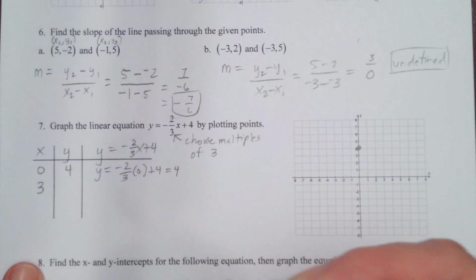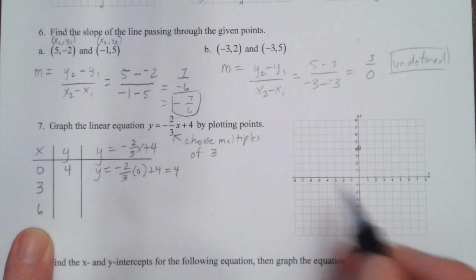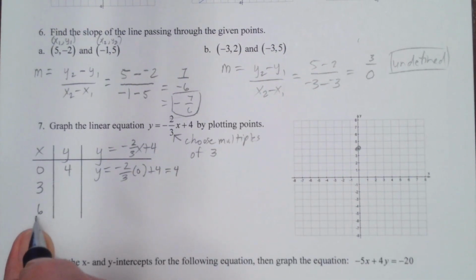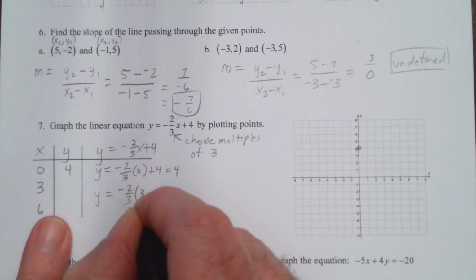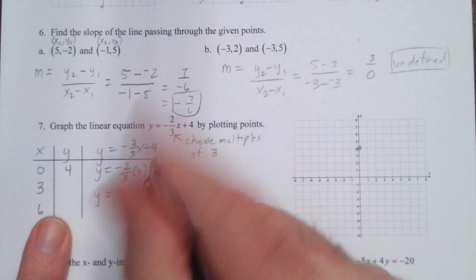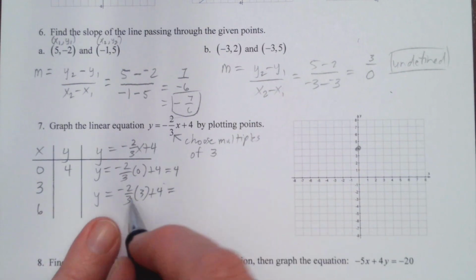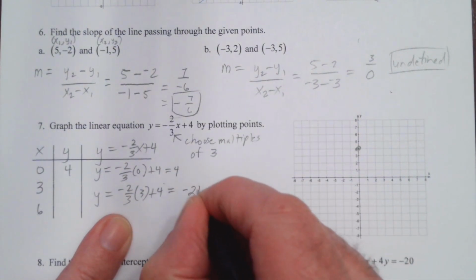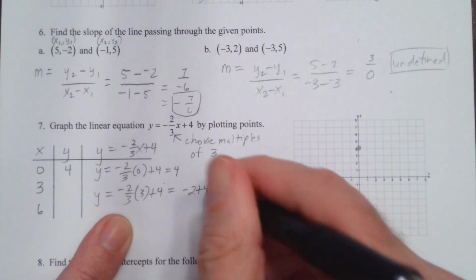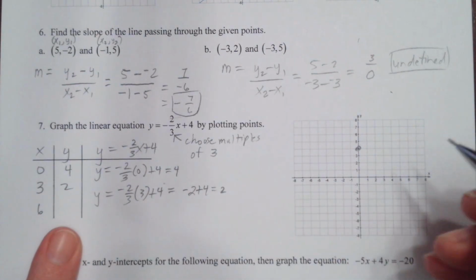Next, we'll plug in 3, and I'll also choose 6. Now, if I plugged it in and I got a number that took me off the grid, I would maybe use negative 3. Let's go ahead and plug in 3. So negative 2/3 times 3 is actually negative 2. You can check that on your calculator if you want. And you'll have negative 2 plus 4, which is 2. So 3, 2 is on the graph.